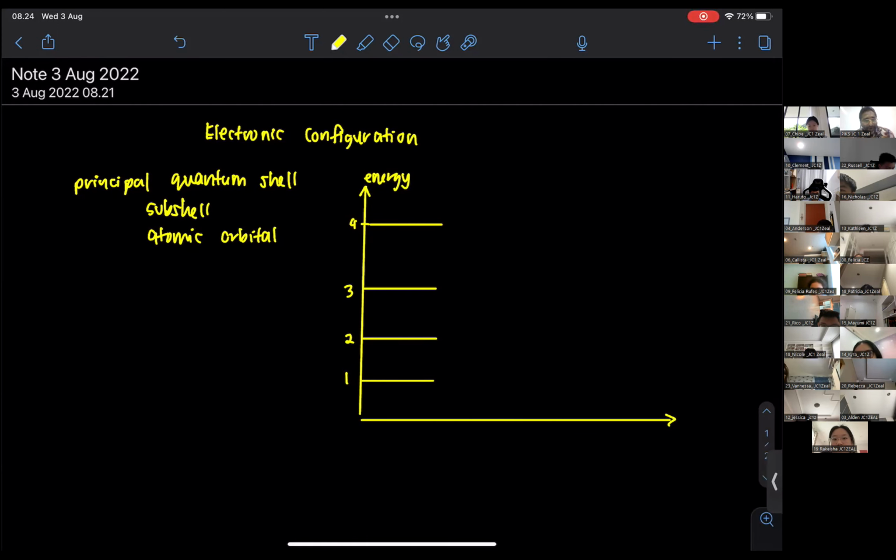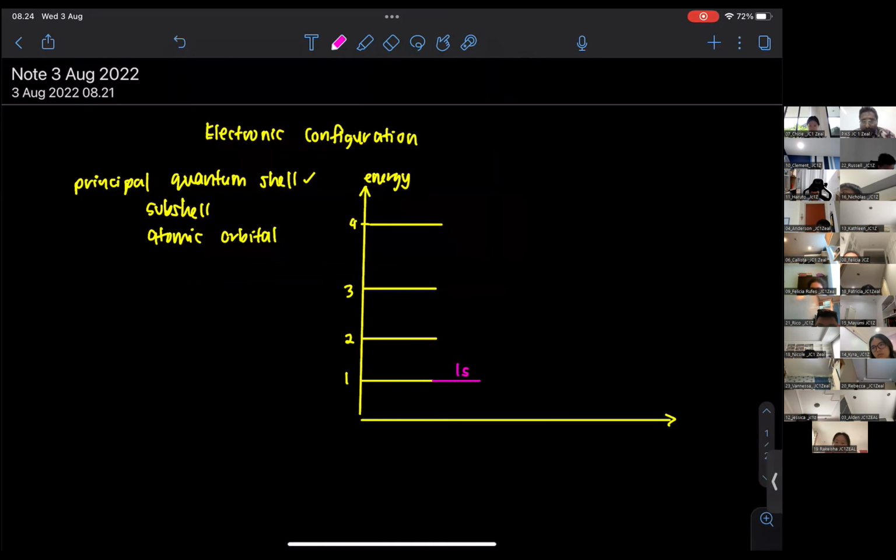Now, we also know that these atoms have subshells. Principal quantum shells have subshells. But for principal quantum shell number 1, there is only one subshell, which is the 1s. So I am going to represent this as the energy of 1s. So 1s is a subshell.